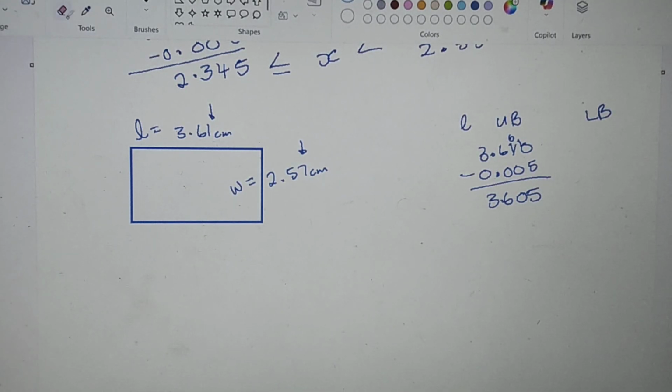Why have I done my bounds the wrong way around? You're going to have to watch me today, Twyla. I've got a bit of a sinus headache and it's just messing my brain up. That's my lower bound. That's my upper bound.